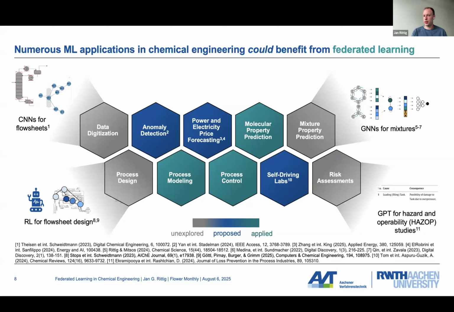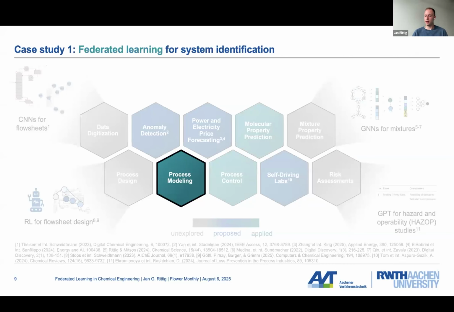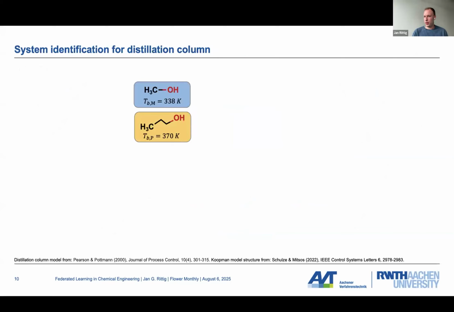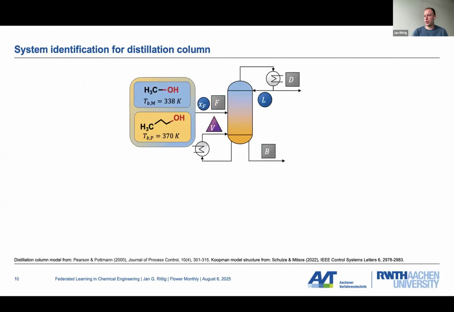And in our project, to investigate the potential of federated learning for chemical engineering applications, we considered two different case studies. The first one was about process modeling. In this process modeling case study, we consider a distillation column. In essence, we have two different molecules in a mixture, and we want to use a distillation column to separate them.